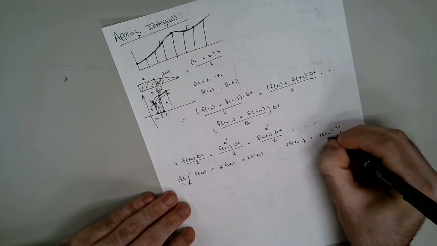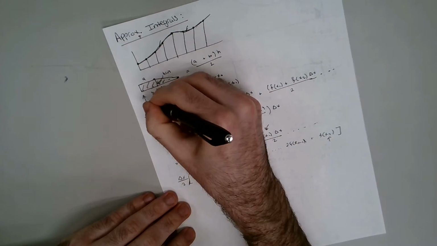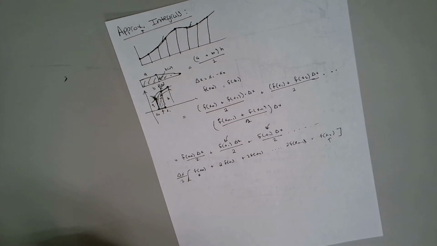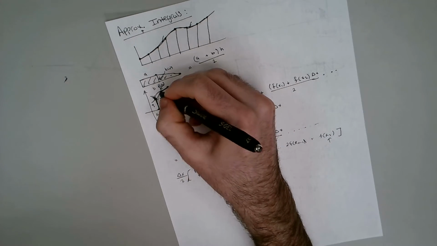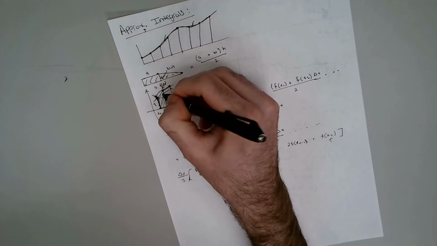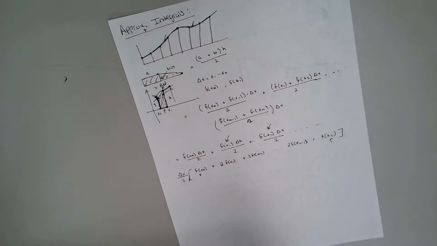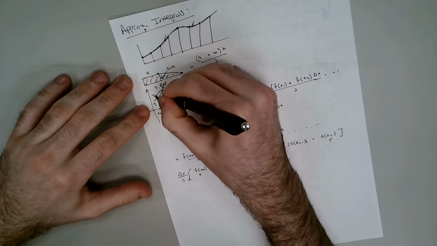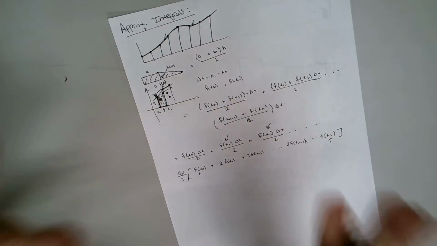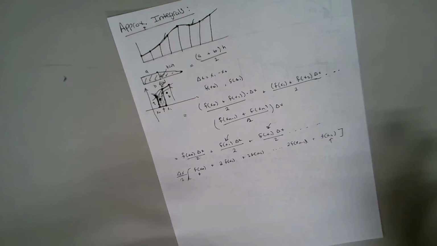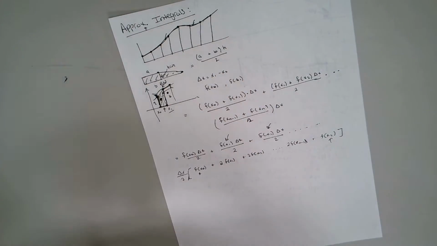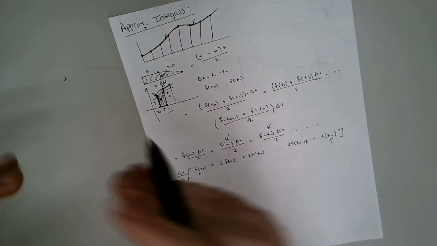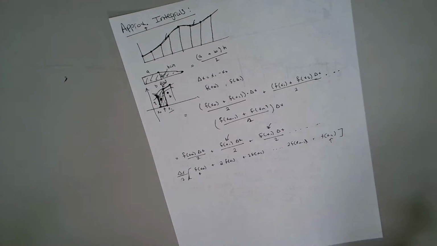So notice we don't have a 2 here because these are only serving as a height for one of the bases, one base of one trapezoid. But this f of x1 is serving as a base for this trapezoid and this trapezoid. So for each of the intermediate x's, it's serving as a base for 2 trapezoids, until you get to the ends. They're only serving as one base for one trapezoid.